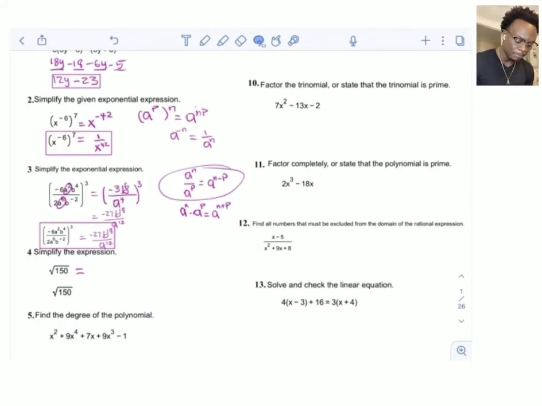Now we need to figure out what multiplies 25 to get 150. That's going to be 6. And now we can separate the radical: that's 25 times 6, the square root of 25 times the square root of 6. We know what the square root of 25 is. That's 5. So my final answer is 5 on the outside, and then the square root of 6, because 6 is not a perfect square. That's the answer for number 4.